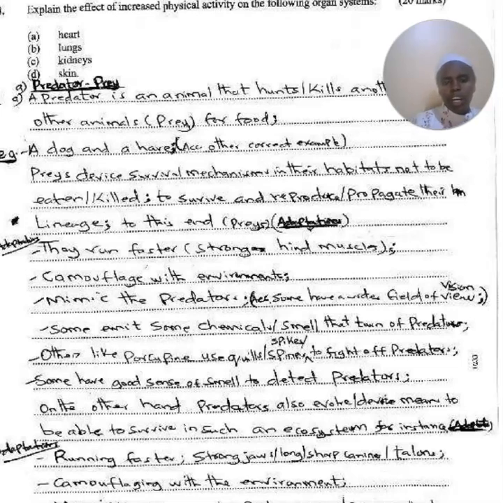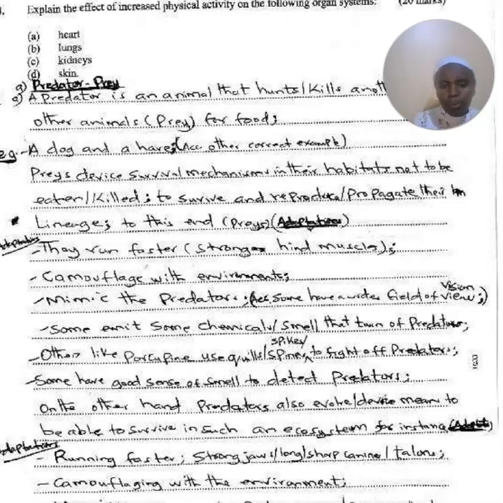For example, a dog preys, it eats another organism. Maybe a dog can eat a rat or something. You find that these prey have survival mechanisms in their habitat so that they are not eaten or killed by the predators, so that they reproduce and reach the reproductive age.